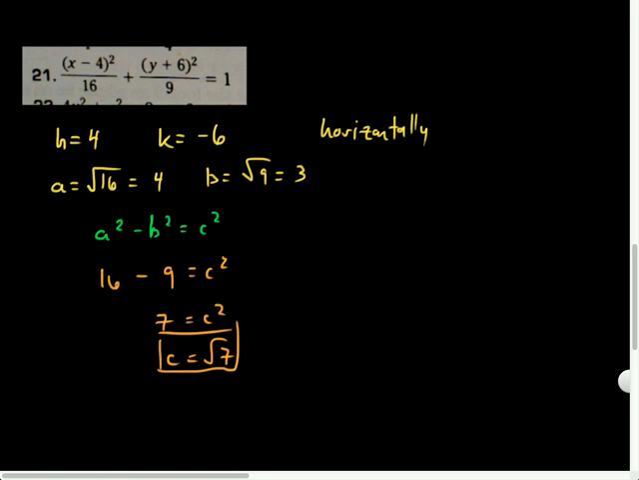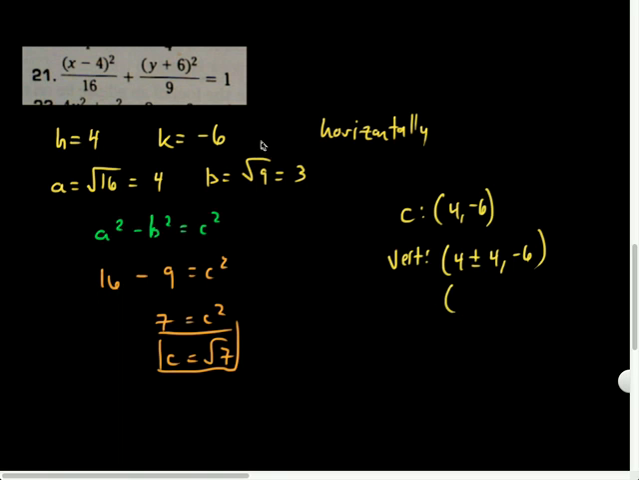So what do I have to do? We've got to find all of our little facts. The center is at the point (4, -6). The vertices are going to be, since this is horizontally oriented, that means I'm going to add and subtract the value of a to the x coordinate. So I'd have (4 plus or minus 4, -6), which I'll evaluate in a second.